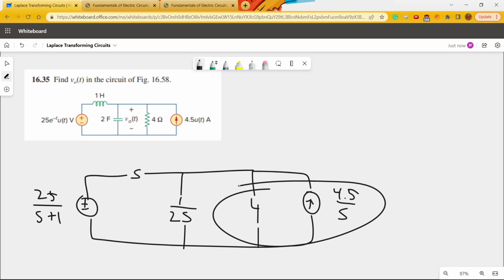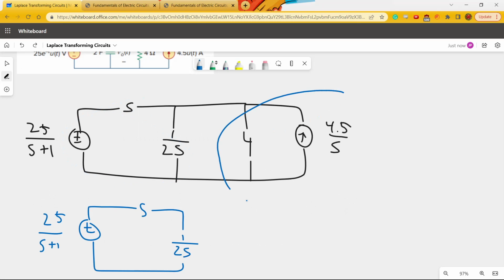To do so, I'm actually going to perform a source transform. Don't we love source transforms? Remember those? The left side of the circuit remains the same, while this current source and resistor in parallel become a 4 ohm resistor in series with a voltage source, which is 4 times this. 4.5 times 4 is 18, so we have here 18 over S as a voltage source.